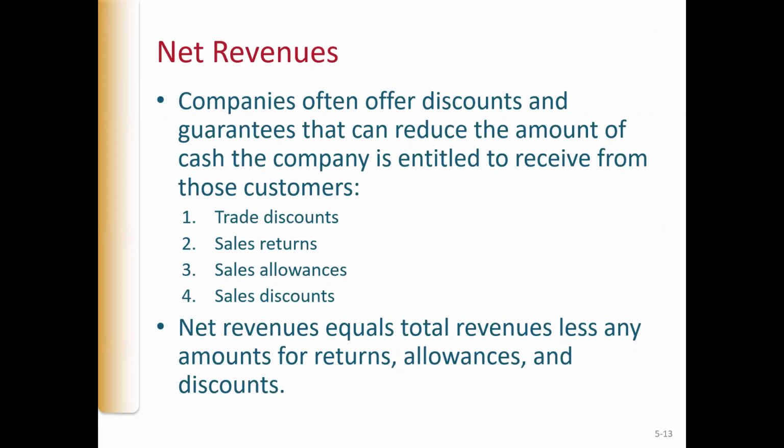Now, along with our revenues and talking about accounts receivable, we're going to bring in some other types of accounts today that will complicate this a little bit. Not hard though. Companies often offer discounts that can reduce the amount of cash the company is entitled to receive from these customers. We're going to talk about what's called trade discounts, sales returns, sales allowances, and sales discounts. All of these items come into play of what our revenues really are going to end up being. The word net revenue is really going to be our revenues minus any amounts for returns, allowances, and discounts.